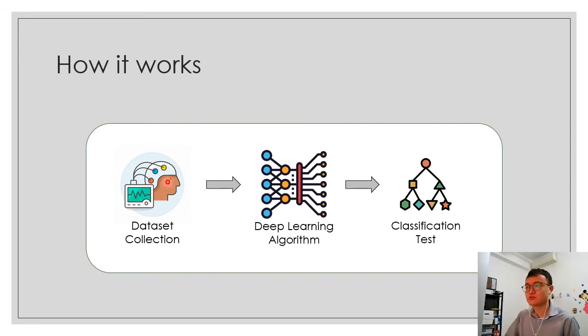There are 3 major steps on how this project works. The first one is to collect the brain signals dataset from the user performing the motor imagery. After collecting the dataset, we will feed the data into a deep learning algorithm. Right here, the algorithm will try to learn the patterns that are associated with the brain signals. After learning, we will test the learned model on classifying these brain signals.